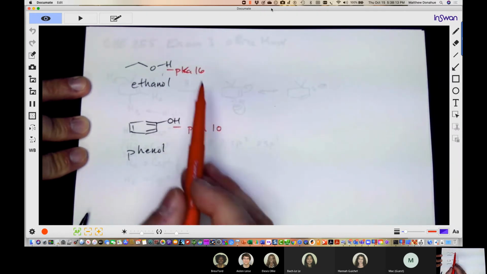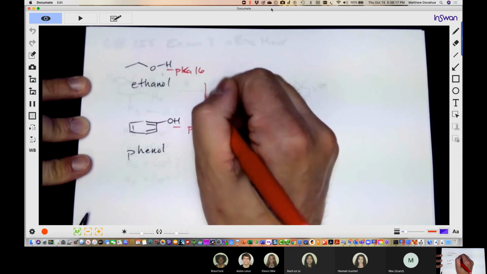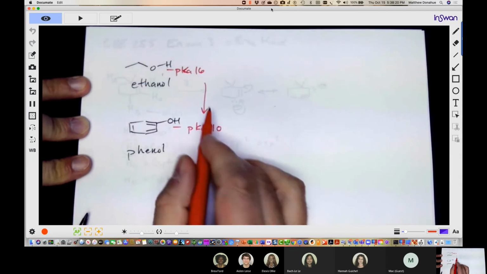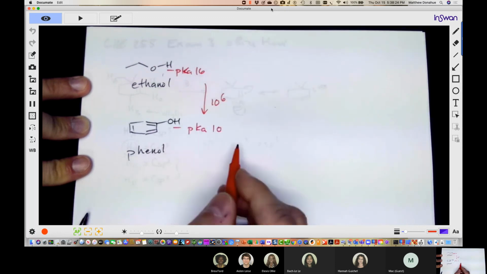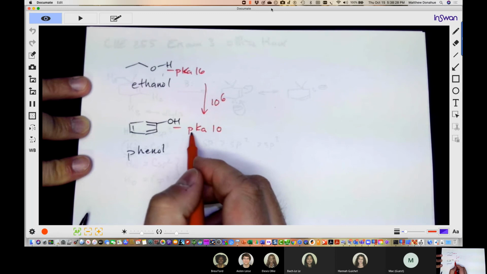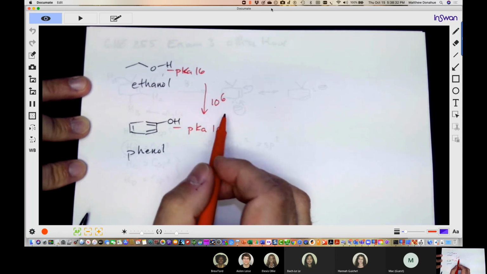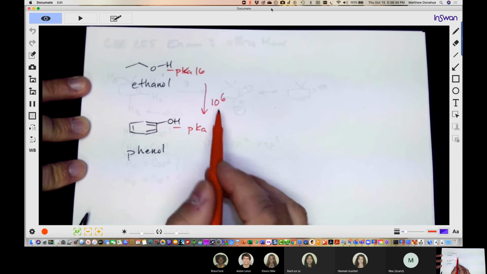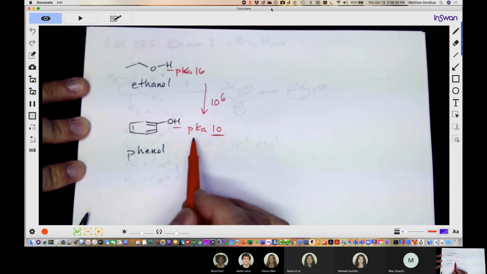So we compare these numbers, 16 versus 10. Again, it's important to understand the difference is not 6, it's 10 to the 6. Remember, the pKa, the p is a log function. So log is 10. 16 minus 10, that's 10 to the 6. This is 10 to the 6 times more acidic.